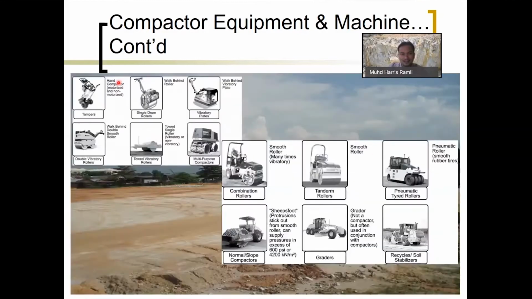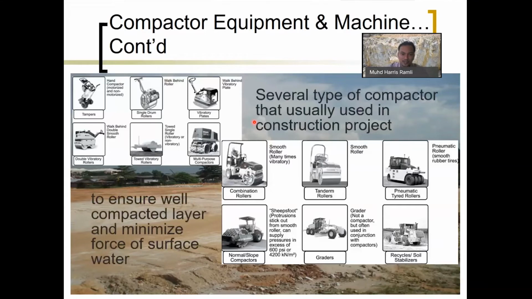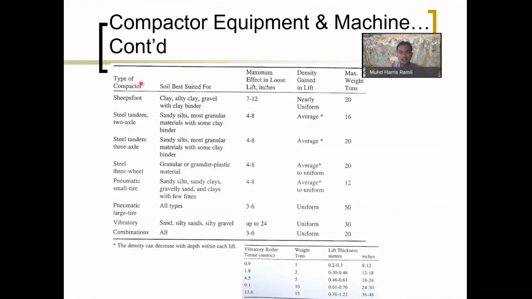Okay, so this is an example of a compactor. We have so many types of compactor to create a platform level. Several types of compactor are usually used in construction projects to ensure a well compacted layer and minimize surface water runoff. So this is a type of compactor, and this is the maximum depth that they are able to penetrate.